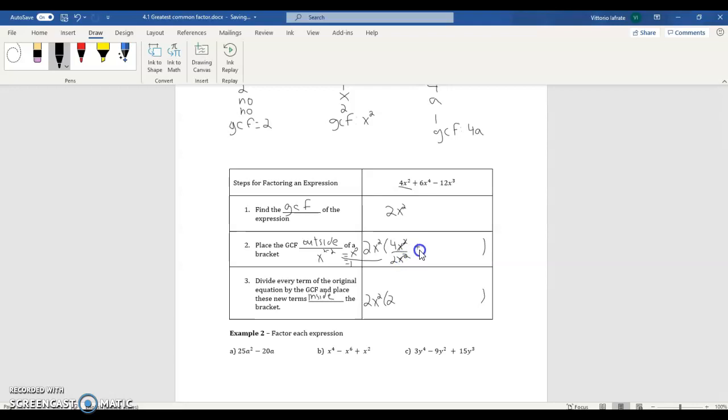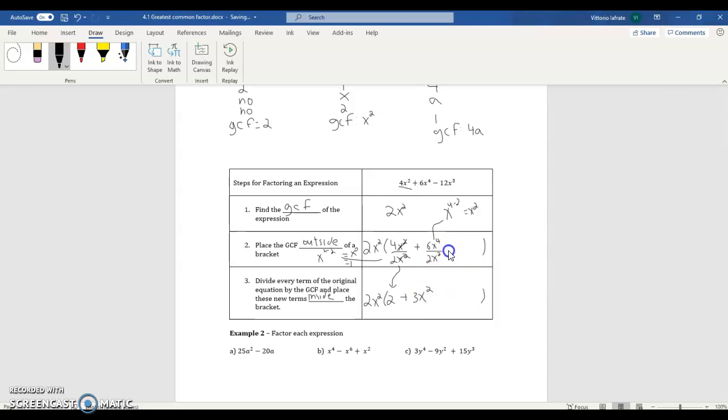My next term was 6x to the 4, so plus 6x to the 4, and I'm taking out that 2x squared there. So let me just show you, this went over here. So plus 6 over 2 is plus 3. Now in this case I have, just to show you the work here, this is going to be x to the power of 4 minus 2, which is x squared. So I'm going to have 3x squared over here.